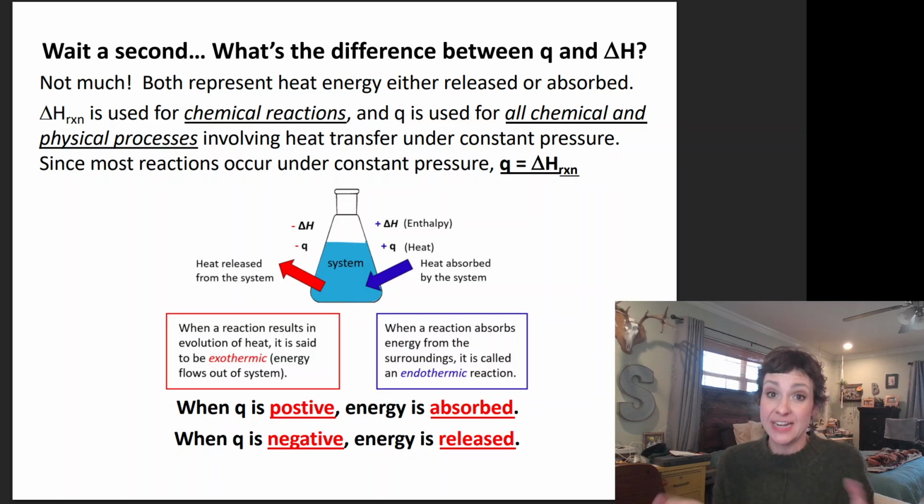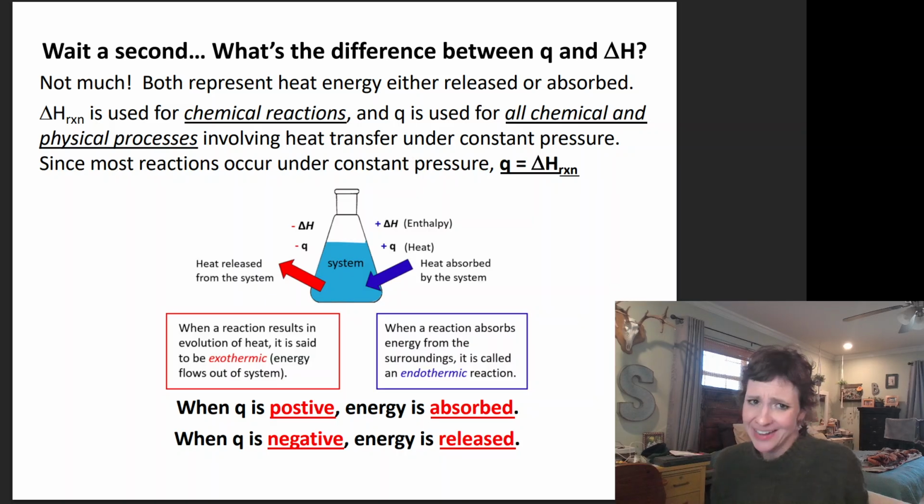A lot of times both terms can be used somewhat interchangeably because both do represent heat energy that's either released or absorbed. Delta H for the reaction, since it's for a reaction, is used specifically for chemical reactions. And Q can be used for all chemical and physical processes. It can be used just to heat up a sample of matter, not forcing it to undergo a chemical reaction or a chemical change.